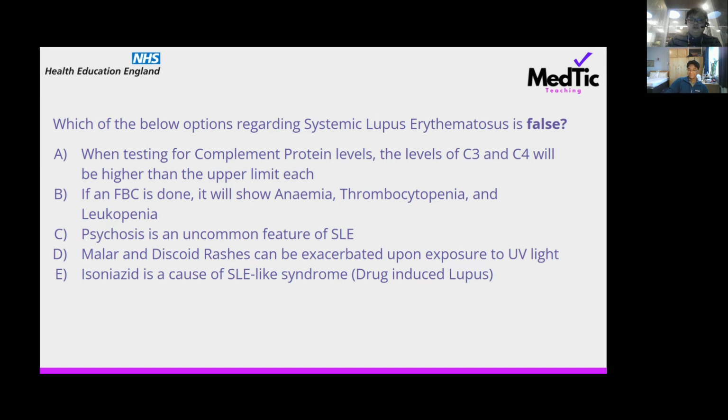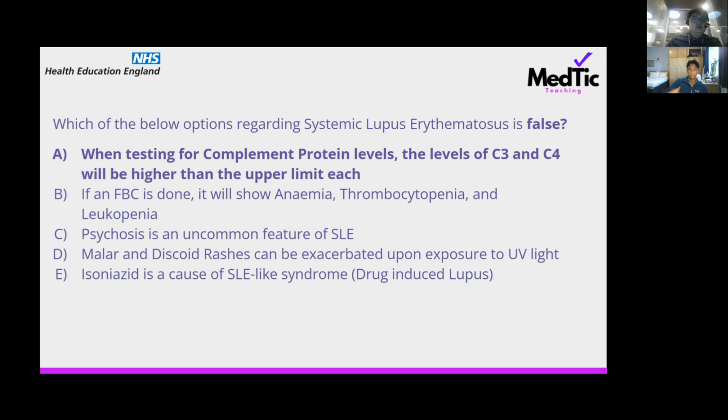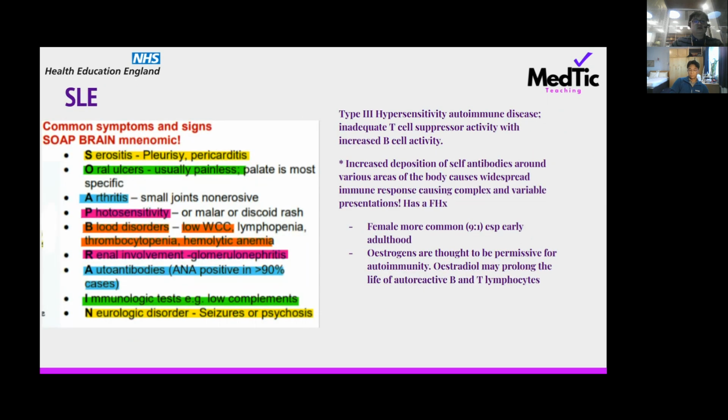All right, so we're quite split on these responses, but if we just go to see what the answer is on the next slide, the answer is A in this case. While you do measure complement protein C3 and C4 in SLE, the levels are actually low rather than high when you see the results, and everything else is quite true in SLE. It's quite a broad condition. If we go to the next slide to see what we mean.